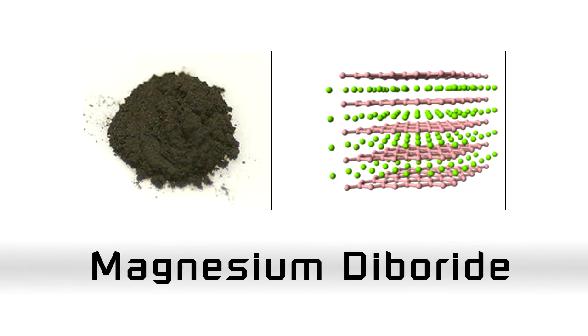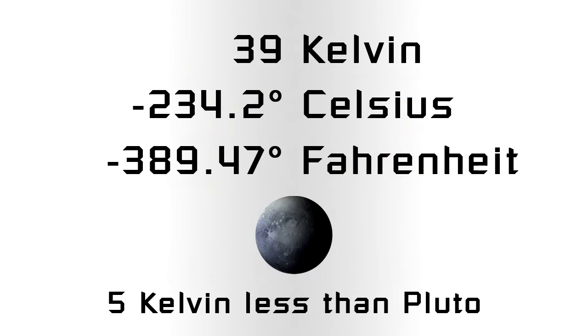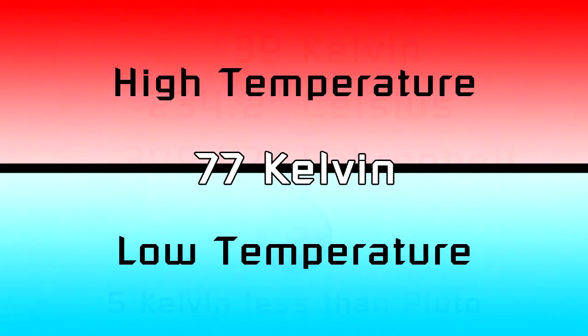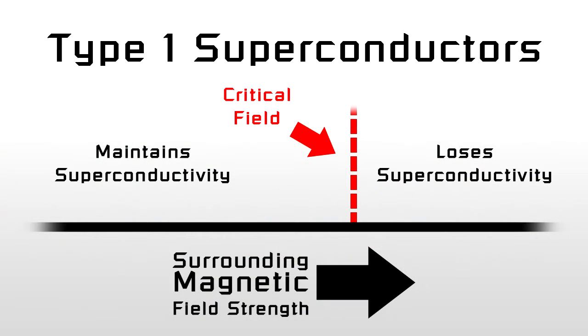For example, magnesium diboride has a critical temperature of 39 Kelvin, which is 5 Kelvin below the mean temperature of Pluto. Based on a superconductor's critical temperature, it is either classified as being low temperature, below 77 Kelvin, or high temperature, above 77 Kelvin. But superconductors do not only have a critical temperature, but a critical field as well.